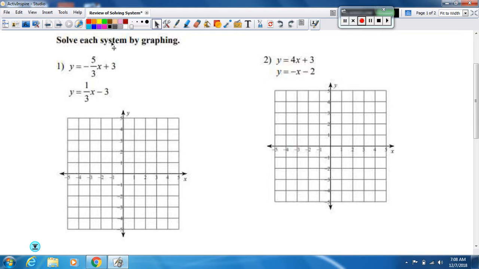Okay, I'm going to go over different methods for solving systems of equations. The first method I want to discuss is graphing.